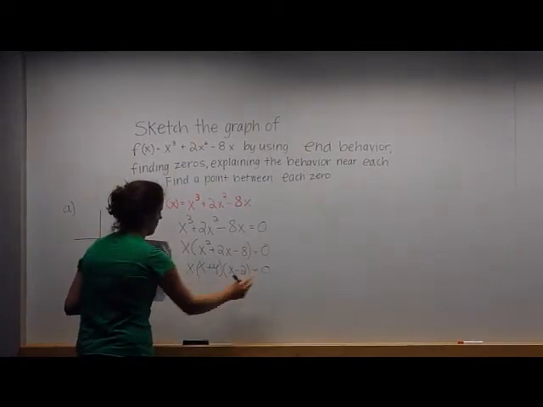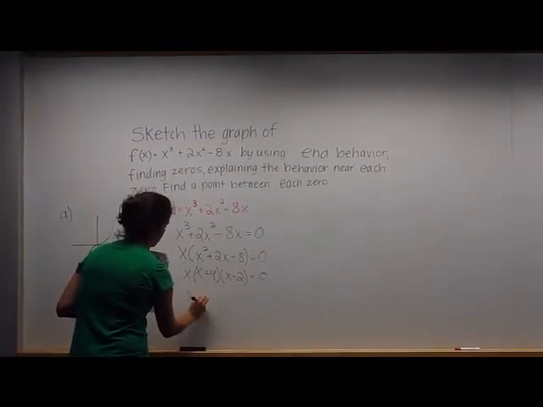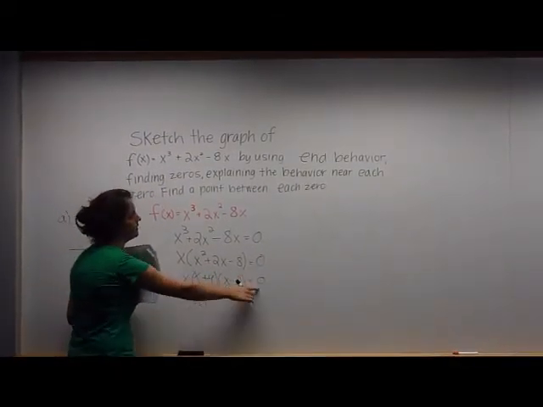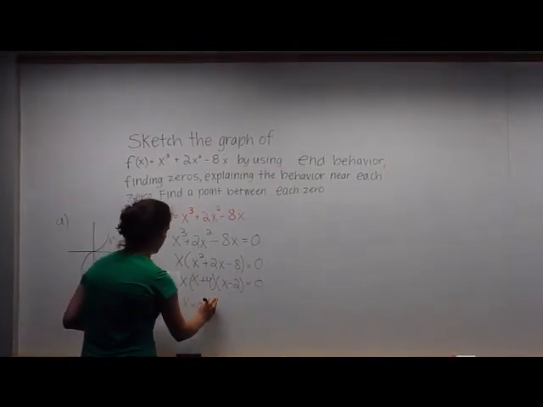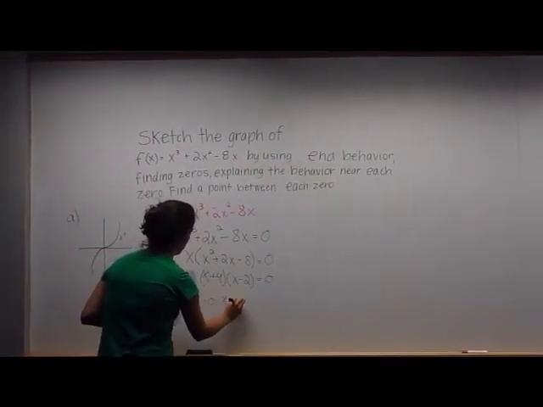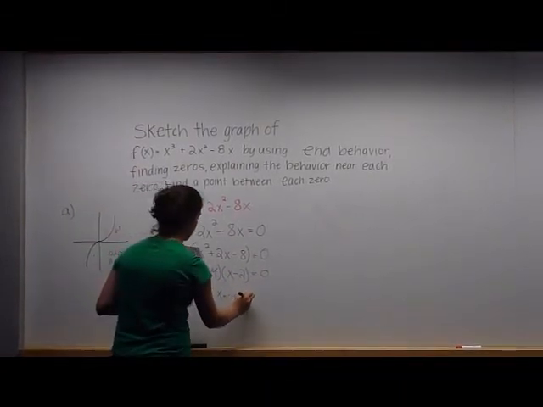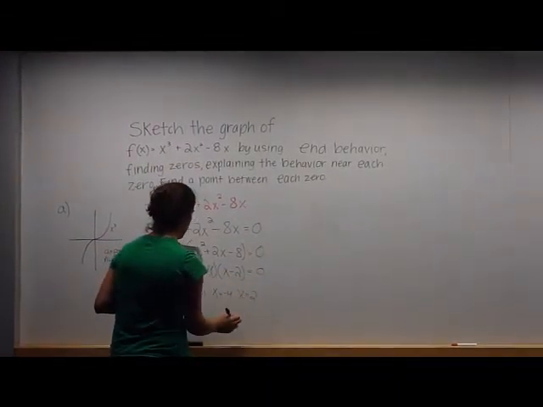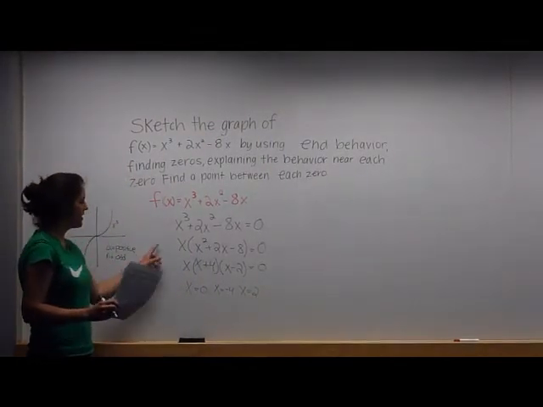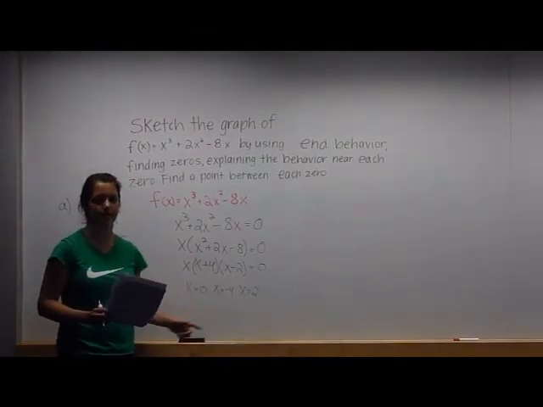This is x equals 0. x plus 4 equals 0, so x would be negative 4. And x minus 2 equals 0, x would be 2. So the zeros of this function are 0, negative 4, and 2.